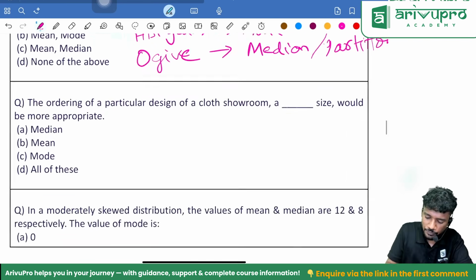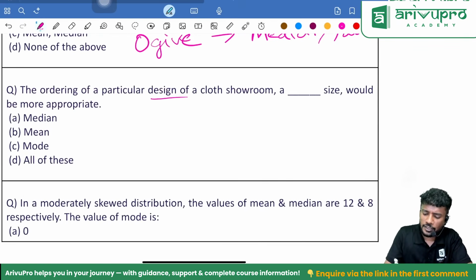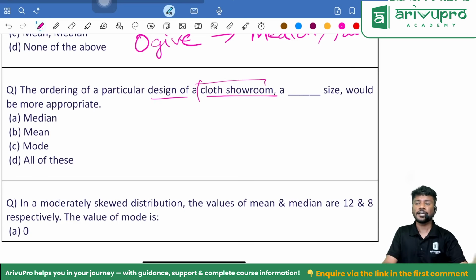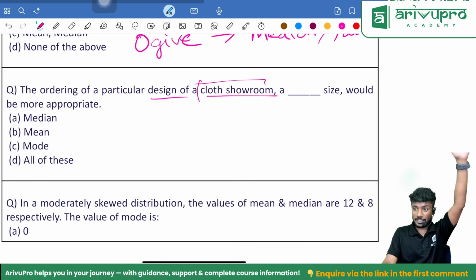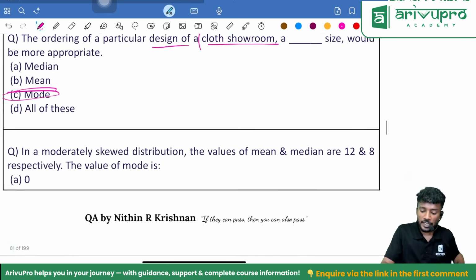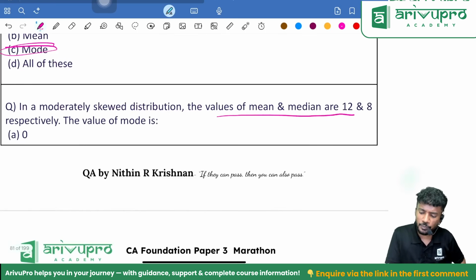Now, the next one. The ordering of a particular design in a cloth showroom is found using what? Cloth, retail showroom. Yes, mode is the main thing. In a moderately skewed distribution, the values of mean and median are 12 and 8 respectively.